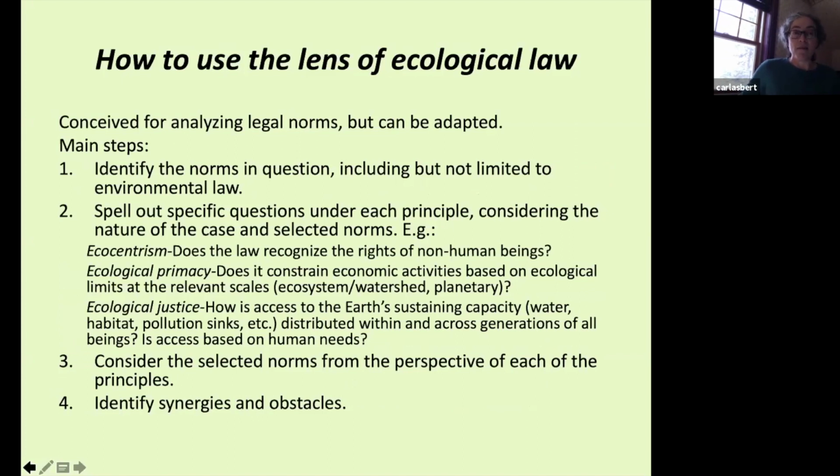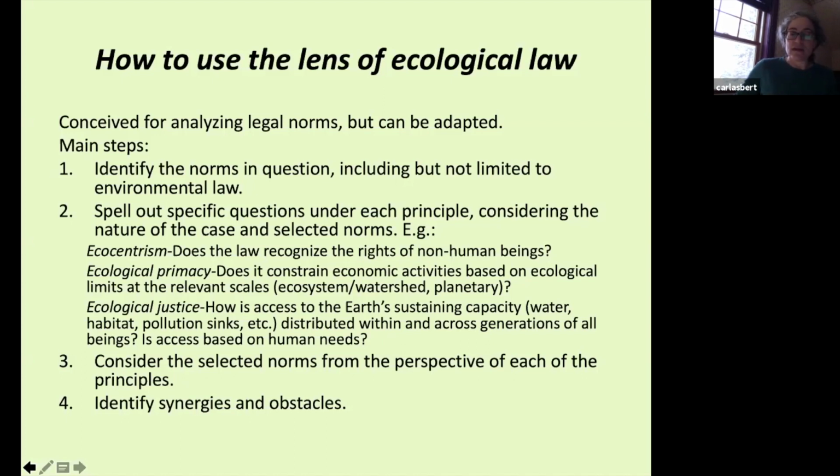So it's very straightforward, actually. Or at least the steps are straightforward. The analysis can be at times mind-boggling, but the actual steps are pretty straightforward. The first is, and I must say that it's conceived for analyzing norms, but it can be adapted, I think, to other things like projects or policies or I don't know what else.